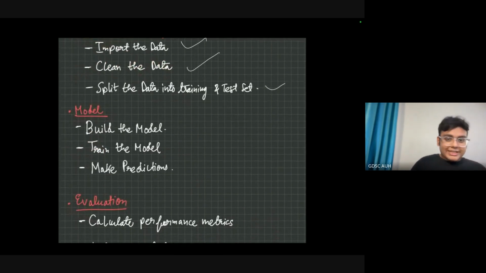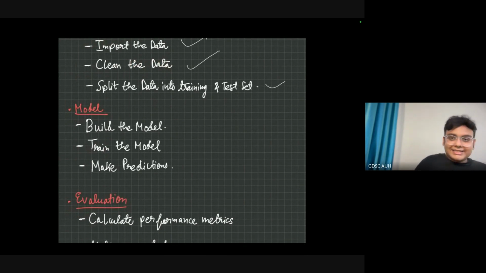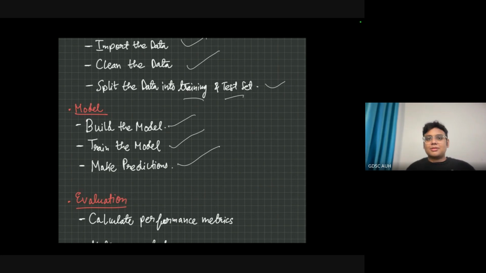Then comes the model. Now the training and the test set is all done. We know that the training set is there, the test set is there. Now, what do we want to do? We want to build the model. What does the model do? The model does the work for us, right? So we'll build the model, then we'll train the model, and then we'll make predictions. Simple as that. So it's a normal way of doing things, right? We build it, we train it, we make the predictions, and then we evaluate it.